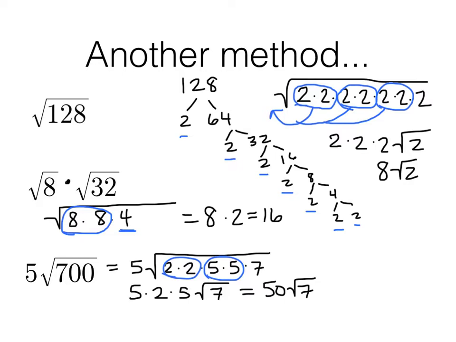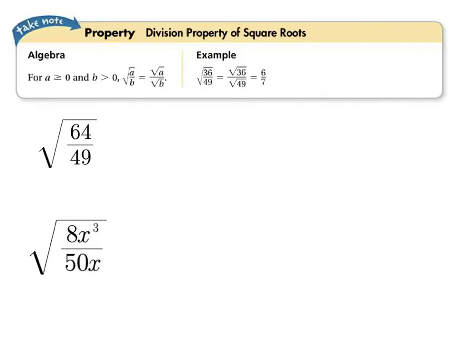Okay. So let's talk about the division property of square roots. Just like we can take apart a product or put a product back together, you can also take apart a quotient. If A is greater than or equal to 0 and B is greater than 0, you can put the square root of A over B separately, square root of A over square root of B. So some of these are going to be easy. Look at their example. Square root of 36 over 49 is 6 over 7.